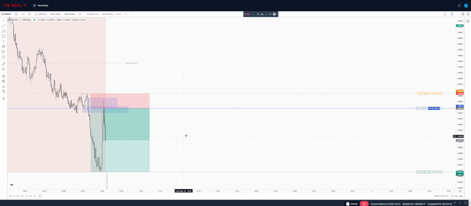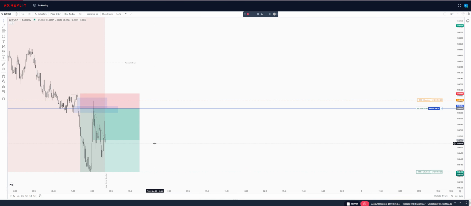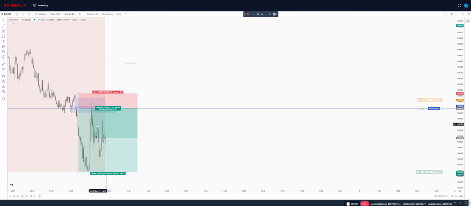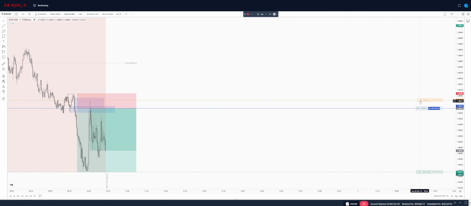All right, this is a really clean push lower. What I am going to do, however, is limit my risk. So I'm going to move my stop loss above this high right here. And let's see what happens. Really clean movement. And now we sweep these highs right here. So what I'm going to do is manage my stop loss in profit above this high.